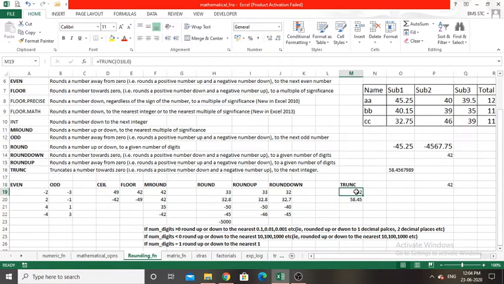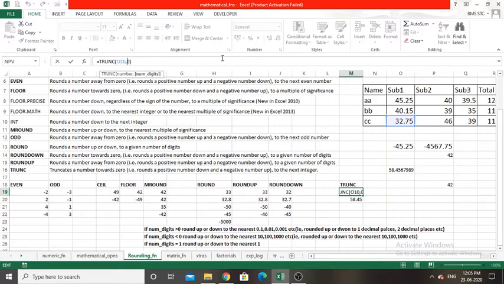So the last rounding function that we are going to discuss is trunc. So trunc also has two arguments. First one is the number and the next one is the number of digits to be truncated. Okay, the trunc function is used to truncate or to omit the decimal places or to reduce the decimal places. So in our example, trunc of 32.75 comma 1. So it will reduce the number of decimal places.